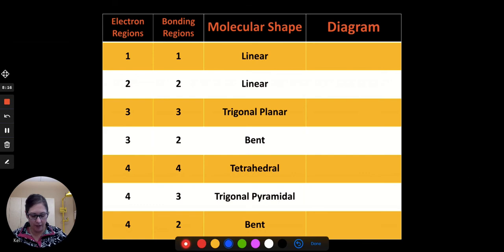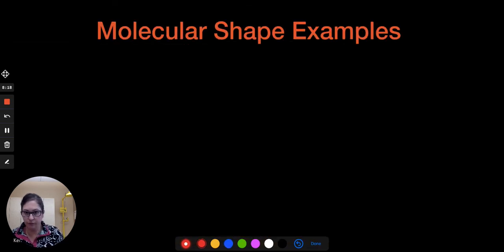Say we just had something like H2. Well, the only possibility between those two H's being bonded is that each one of these has only one region, and that one region is bonded, so it has to be linear.